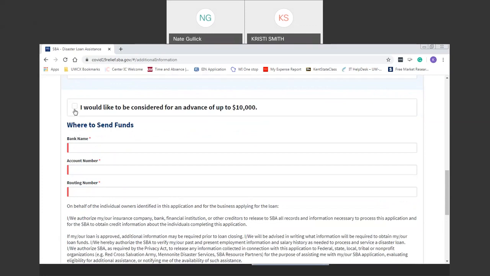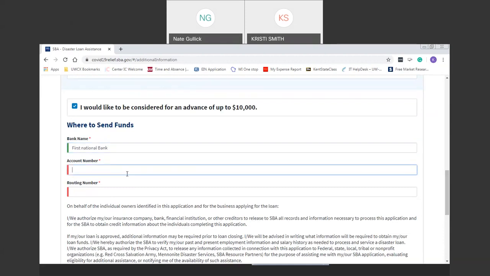Here the client is requesting an advance of up to $10,000. So we check that box. Then it is asking for the direct banking information for the client in order for that money to be direct deposited into the checking account. So you would suggest that the business owner have a business check handy to get this information. In this case, First National Bank is what their bank is.